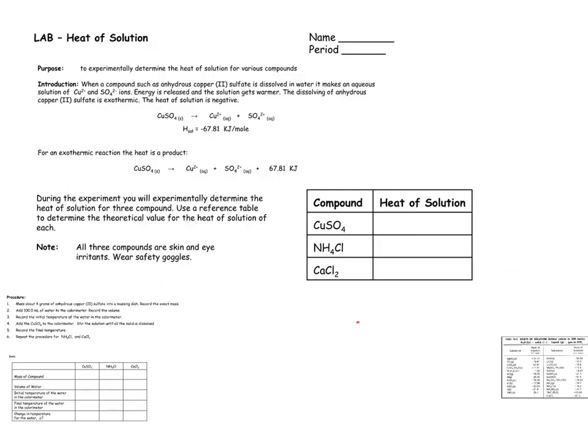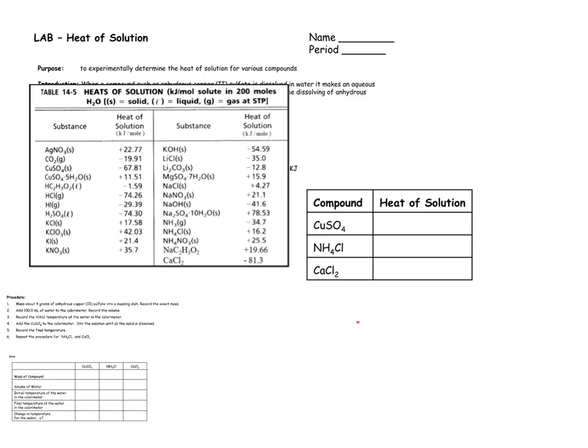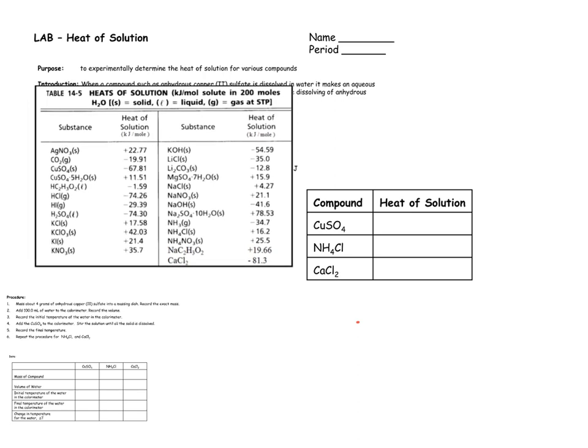In this experiment, we're going to determine the heat of solution for 3 different compounds. So we need to know what the normal or theoretical heat of solution is for these compounds. So let's take a look at this reference table. We're going to do copper sulfate, ammonium chloride, and calcium chloride. Looking at this chart of heats of solution, we have copper sulfate anhydrous, that's the one without the water attached. That has a value of negative 67.81 kilojoules per mole.